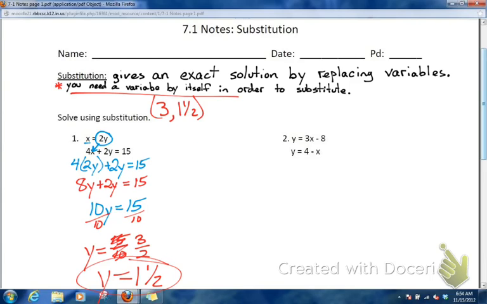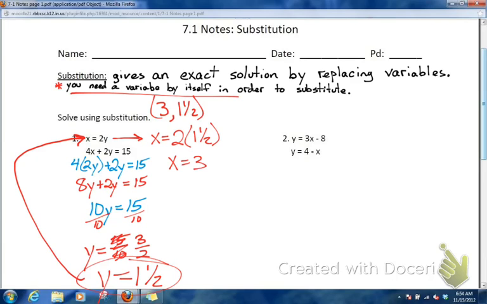So we got 1.5 for y, and now that you know one of the answers, you can plug this back into the other equation. Actually, you can plug this back into either equation because it's now a number, right? So I'm going to take this 1.5 that I know y is, and I'm going to plug it into either the first equation or the second equation for y. In this case, I'm going to pick the first equation because that's going to be the easiest, and I'm going to say x equals 2 times 1.5, and 2 times 1.5 is 3.